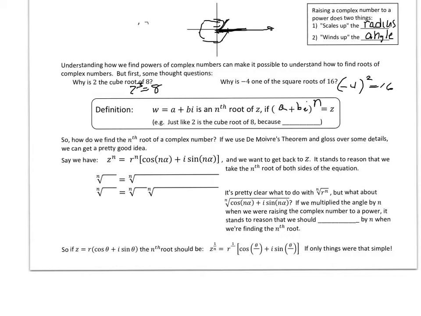All right, so how do we find the nth root of a complex number? What it says here is that we're going to gloss over some details, because it can be really complicated. But here's the deal. Here is de Moivre's theorem: z to the n equals r to the n times cosine of n alpha plus i sine n alpha. And we want to get back to z. So it would stand to reason that we would just take the nth root of z to the n, times the nth root of all that mess right there.